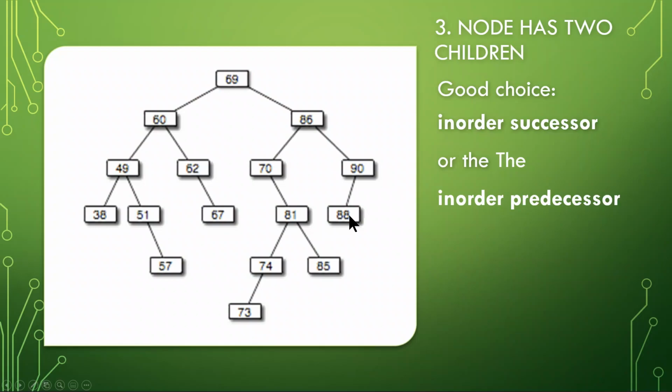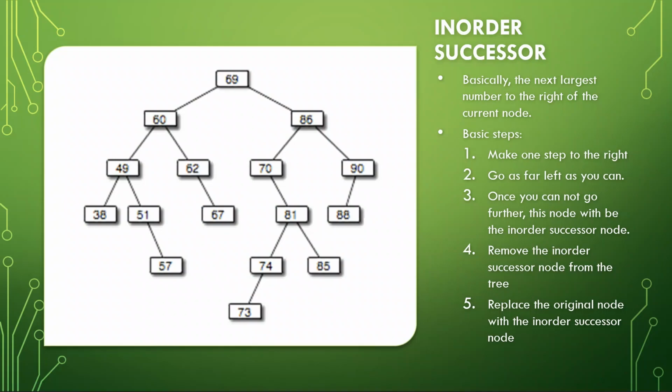So whatever you're told. And when you get an assignment on this, there will be a specific one that you have to do. Now, what happens after that is that you have to remove this node and it has to move up to 86. And so there's more work that has to be done. So here, in-order successor. To find it, the basic step is make one step. So if we did the in-order successor, make one step to the right, go as far left then as you can. Once you can go no further, this is the node that will be the in-order successor node.